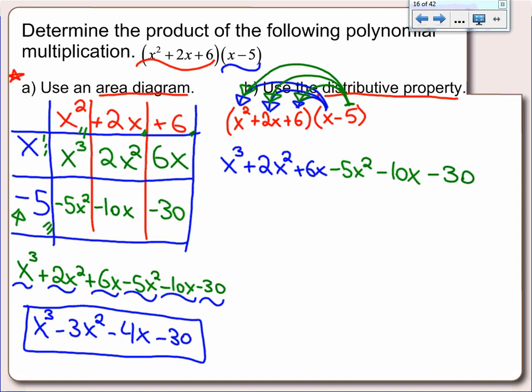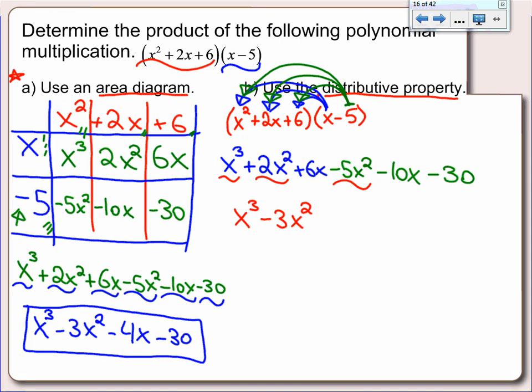Now, just like area diagram, we need to go ahead and collect our like terms. So x cubes will go with any other x cubes that you see. That's the only one. So we write it out. X squares will go with any x squares you see. You have 2x squared and you subtract 5x squared, that gives you negative 3x squared.